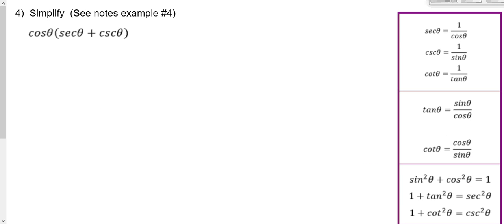Next one, number 4. All right, so what we did when we did the example in our notes was we started by distributing. So I'm going to multiply cosine theta and secant theta. And then I'm going to multiply cosine theta and cosecant theta.